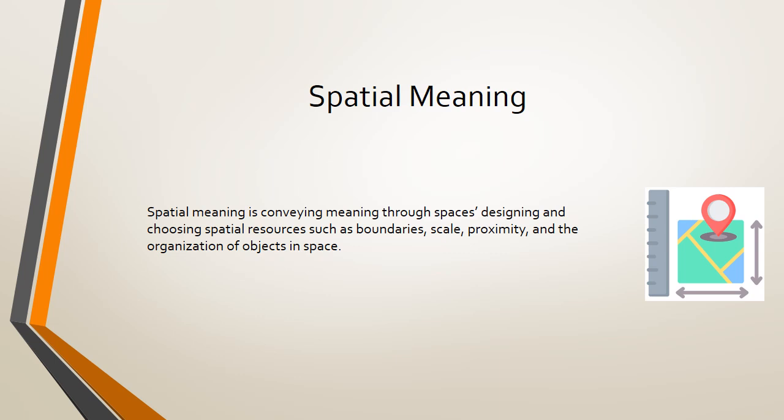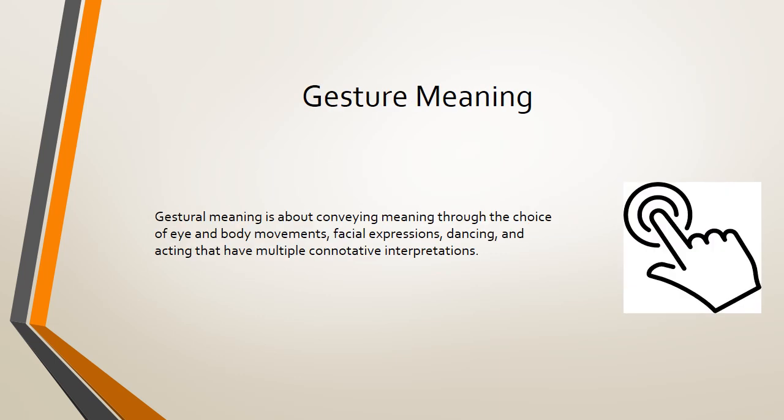Then we have spatial meaning. Spatial meaning includes the extended space from a book's page design, a comic or a graphic, to the design of landscapes in architecture, for example. Spatial meaning is conveying this meaning through spaces designing and choosing spatial resources such as boundaries, scale, proximity, and the organization of objects.